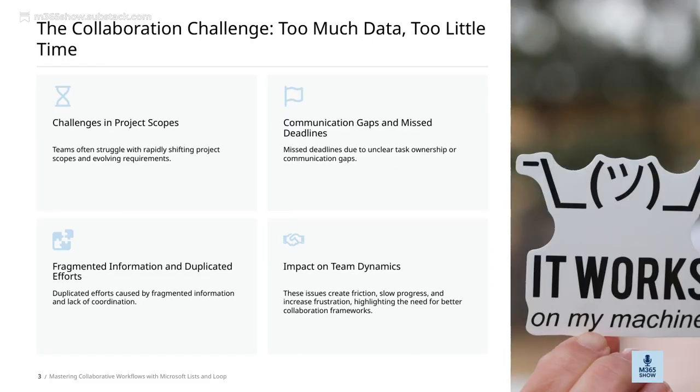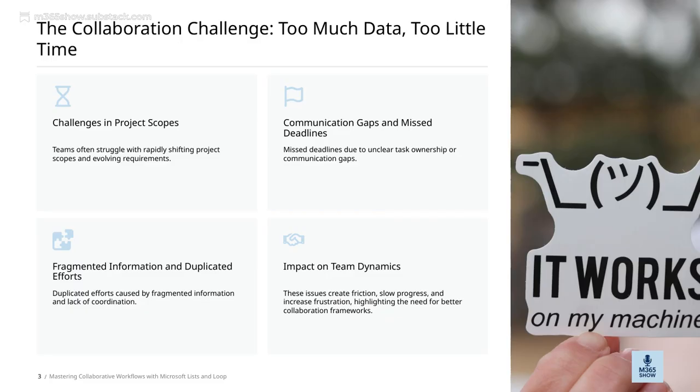Let's talk about the collaboration challenge we often face. It's about managing too much data and not enough time to handle it all effectively. This slide highlights how these issues can create friction within our teams. When collaboration isn't smooth, progress slows down and frustration increases. That's why we need better frameworks for working together.